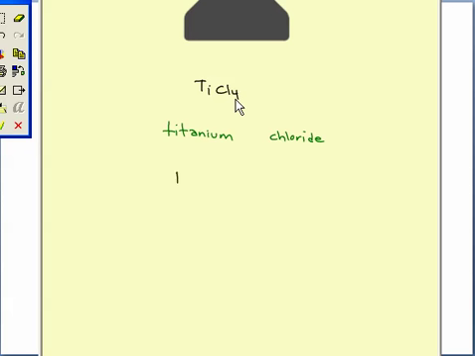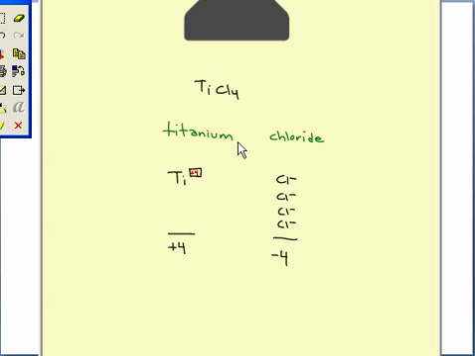Whatever the charge of my cation is, it's got to be equal and opposite to the charge due to my anions here. I have 4 chlorides. That's what my formula tells me. And I know from the periodic table that each chloride has -1. So if I have 4 of them, my total charge is -4. I have 1 titanium here, so the charge has to be +4. So this up here must be +4.